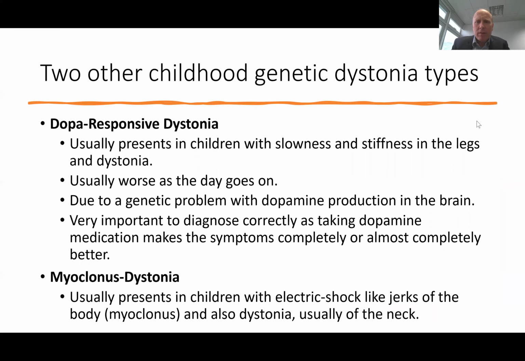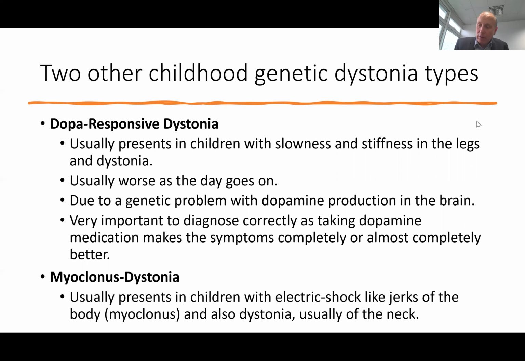There are a couple of other childhood dystonia types I just wanted to mention, particularly dopa-responsive dystonia. Now, this is a rare condition, but it's an important one, because if you make the diagnosis correctly, then giving dopamine makes the symptoms usually completely or almost completely better. It typically presents in children with slowness and stiffness in the legs and dystonia as well, usually with a pattern of the symptoms worsening as the day goes on. And then when people have been to sleep, it's a bit better in the morning. It's due to a genetic problem with dopamine production in the brain. As I say, if you identify this, and it's that condition, you give people dopamine, it makes symptoms dramatically better. So it's a very important condition to recognize.